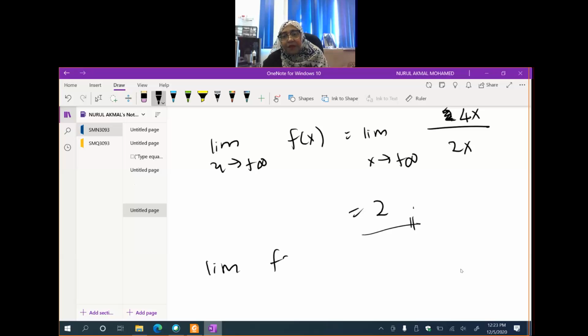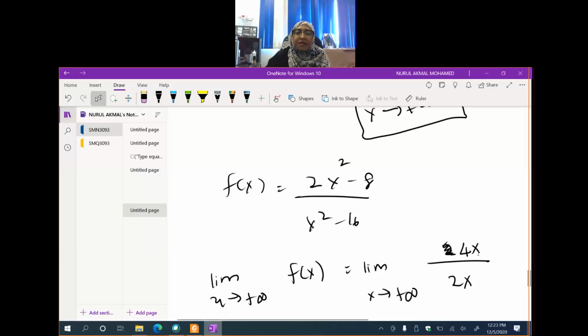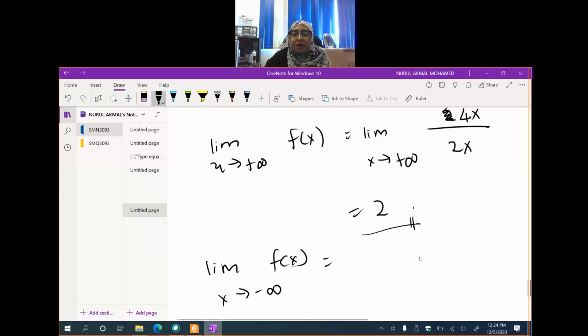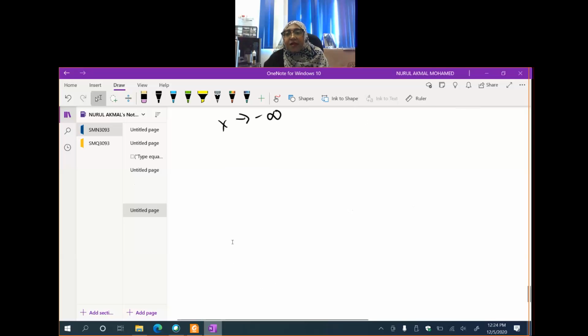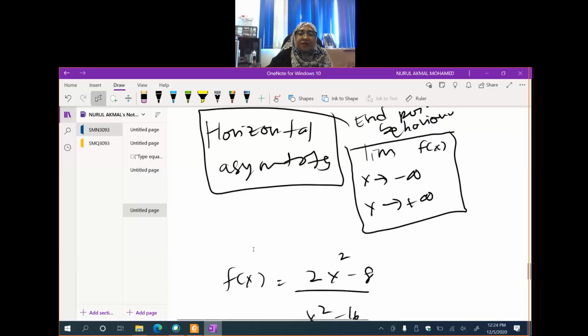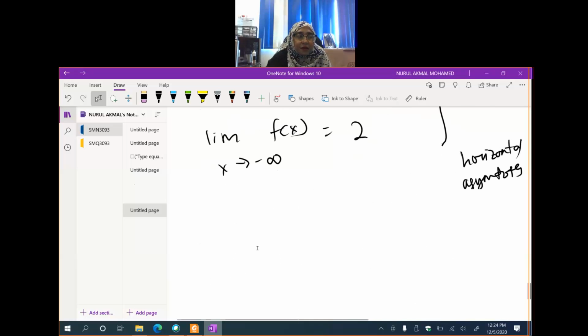And then what about the limit of f as x tends to negative infinity? I think it's just the same. It will also give you 2. So the line y equal to 2 will be the horizontal asymptote. Okay, what's next? We check with the first derivative test.